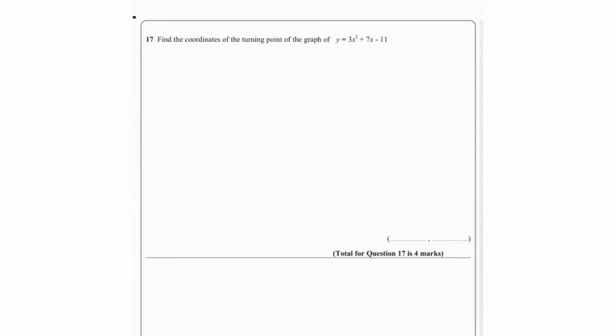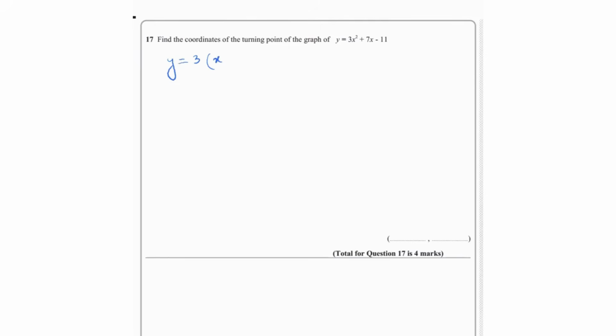Then find the coordinates of the turning point of the graph of y equals 3x squared plus 7x minus 11. So for this, we have to use the completing the square method to convert this into completing square form and then identify the coordinates of the turning point. So the first step is to make the coefficient of x squared 1. For that, we'll take 3 common from the entire equation.